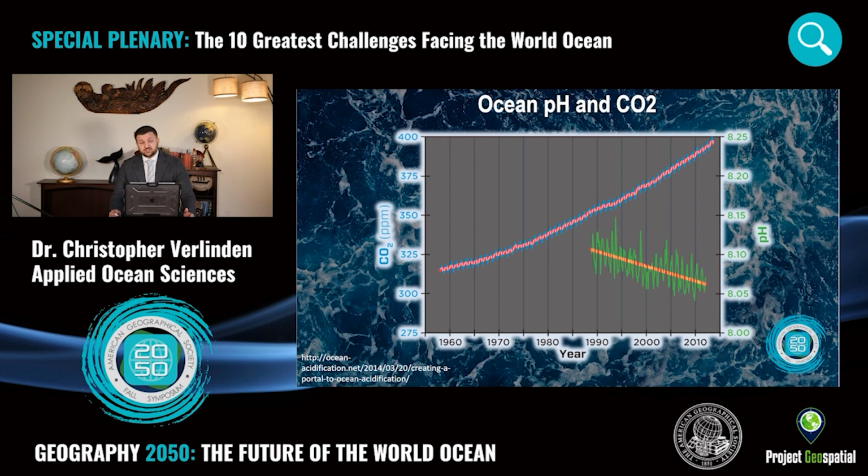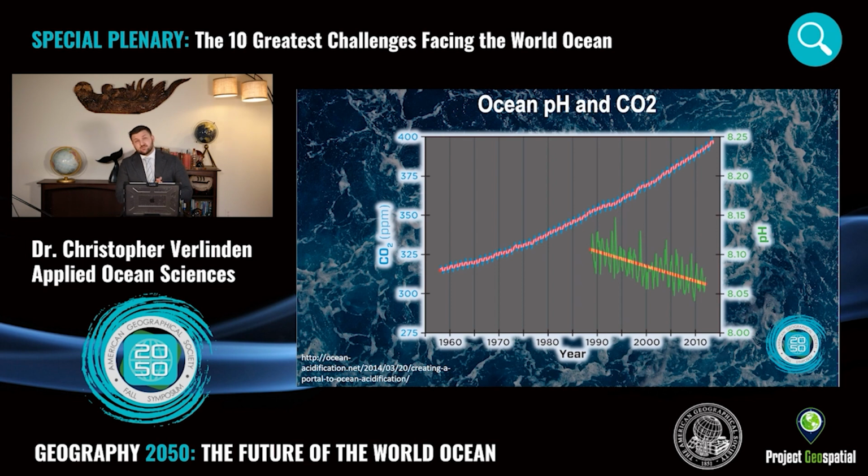Well, as you can see from this chart, a plot of ocean pH and CO2. On the y-axis on the left side is concentration in parts per million of CO2 in the global atmosphere. And on the right-hand side is the average sea surface pH across the world ocean. So you can see between 1960 and 2010, the concentration of CO2 in the atmosphere due to the anthropogenic production of CO2 has risen from 300 parts per million to nearly 400 parts per million.